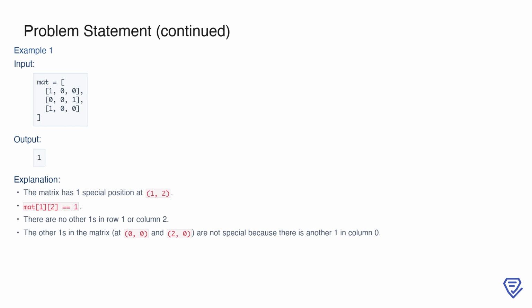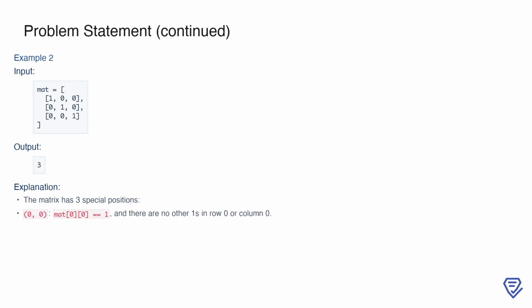Let's break this down. The special position is at 1, 2. At this position, the value is 1, and there are no other ones in row 1 or column 2, so it satisfies the conditions. However, the ones at 0, 0, and 2, 0, are not special. This is because both of them share the same column, column 0, which violates the condition that no other ones should exist in the same row or column. Therefore, the total count of special positions in this matrix is 1.